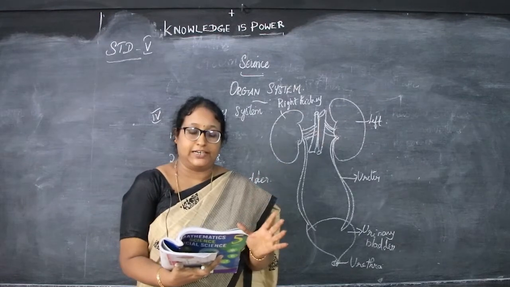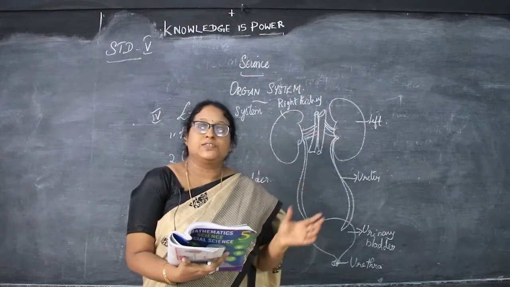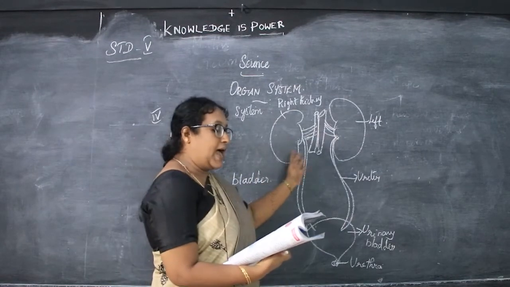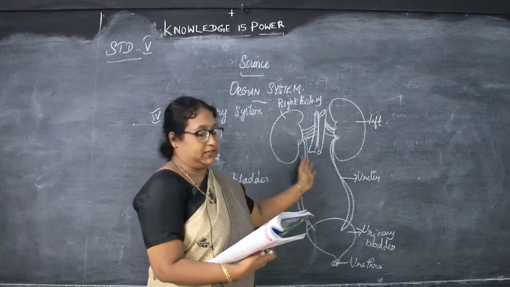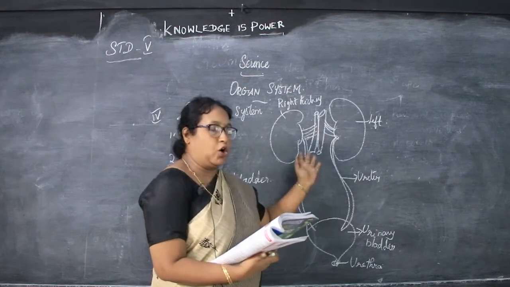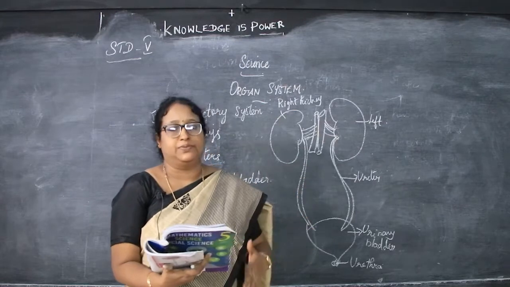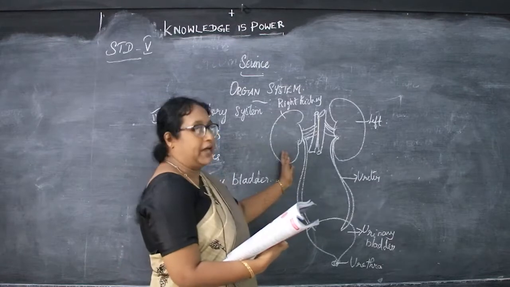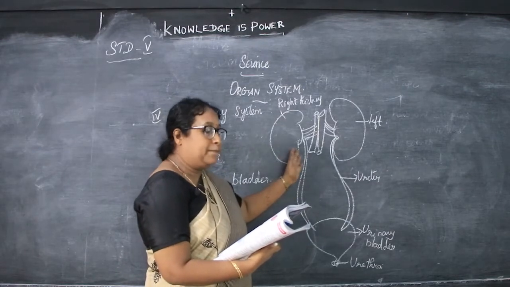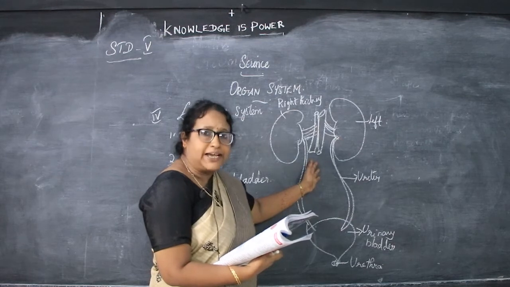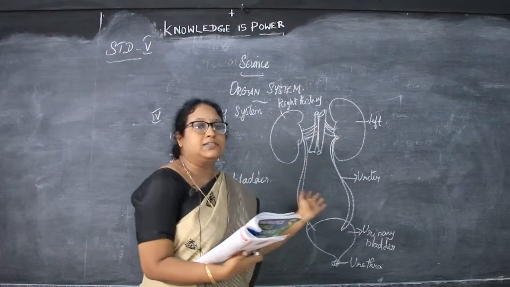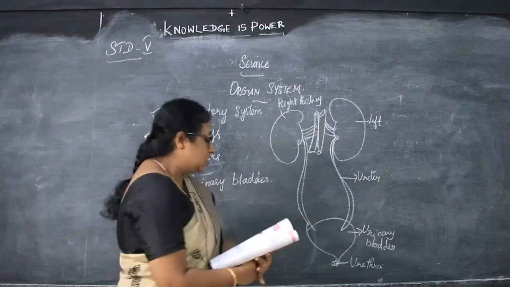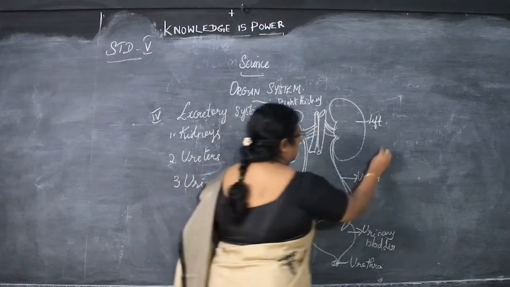So, what is the function of the kidney? It filters the blood and removes the waste as urine. The kidneys are a pair of dark red, bean-shaped organs placed behind the abdomen, on either side of the vertebral column. The abdomen is the stomach region, right?